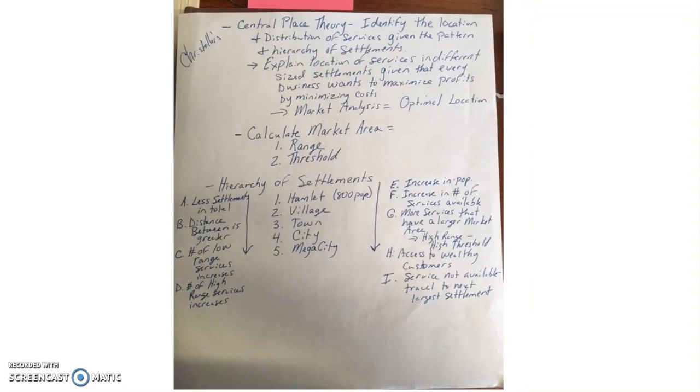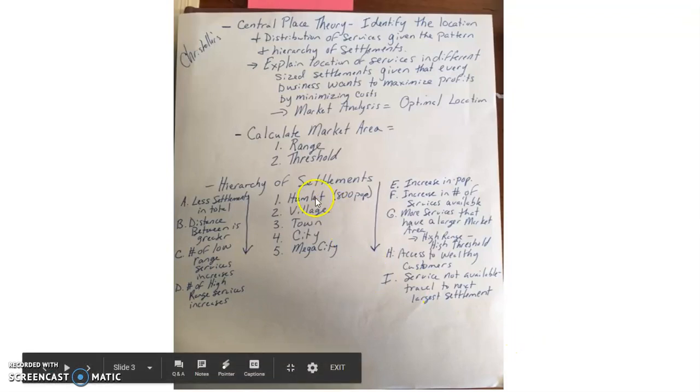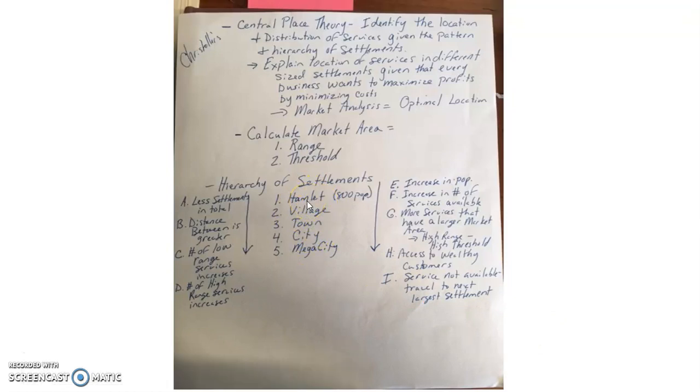When we talk about our hierarchy of settlements, we talked a little bit in the intro slides about these types of settlements: hamlet, village, town, city, megacity. Hamlet is the smallest. This would be like 800 people, like that map that you looked at, St. Francisville, Illinois. Then village would be like Lawrenceville, Illinois. The town would be like Vincennes, Indiana. The city would be like Indianapolis. And then megacity would be like Chicago, Miami, New York.